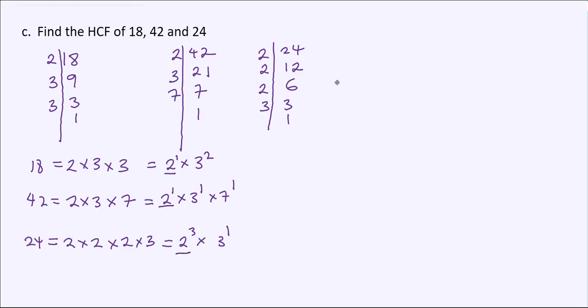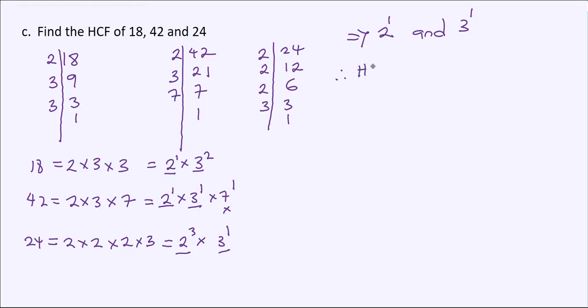2, 2, 2. Wow, 2 is common. So let's bring that out. 2 is common. And what again is common? 3, 3, 3. 7 is not common. And 3. Now, after you've identified the numbers that are common, what's next? You take the least index. The least index for 2 here is 1. And the least index for 3 here is 1.